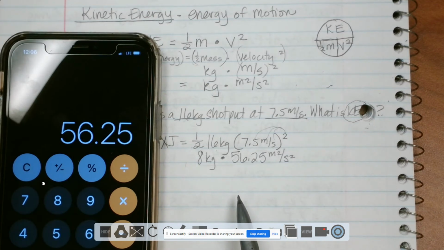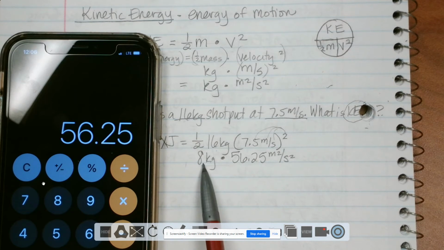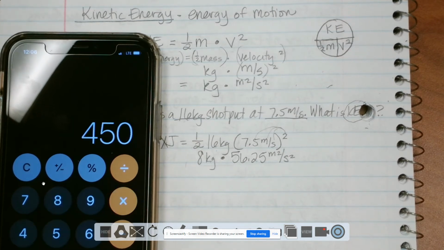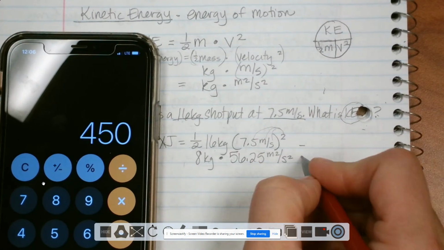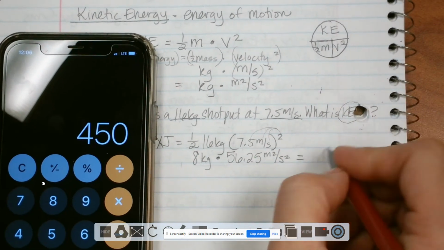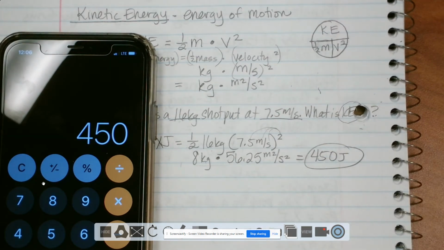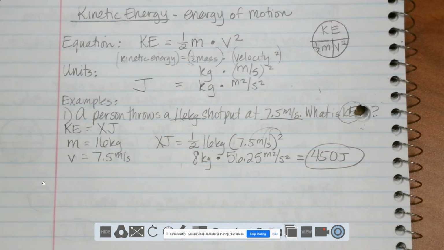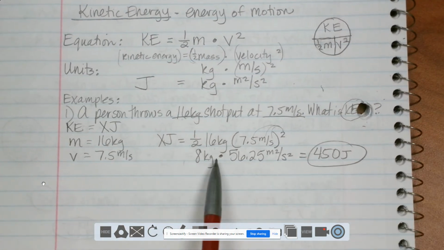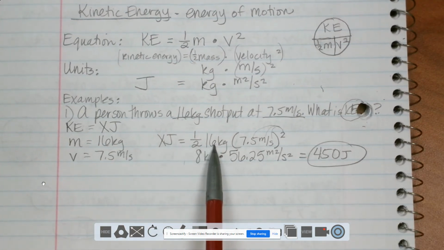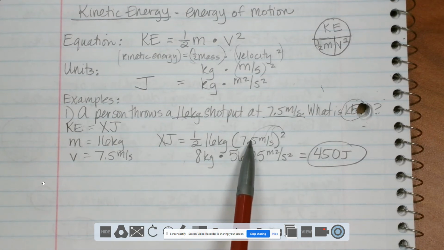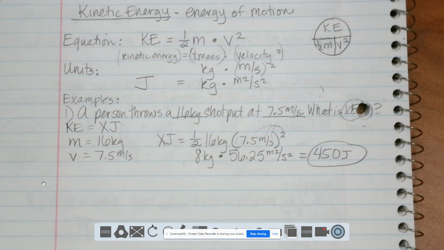Now that I have my 56.25 done, I can multiply it by my 8. I'm just going to leave it in the calculator and say times 8. And that's going to give me 450 joules of kinetic energy. So I'm done with that problem. Just remember: half the mass first, square the velocity next, then multiply your two numbers by each other, and that will give you your kinetic energy.